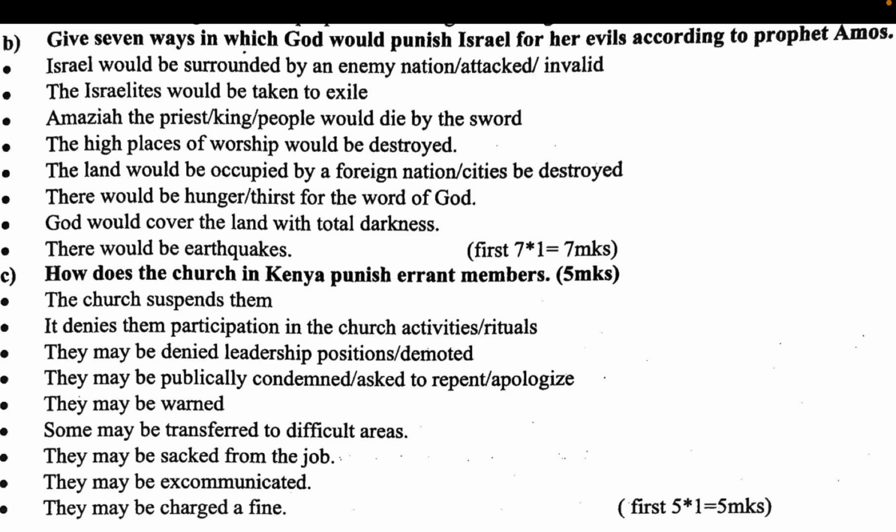Question 4b. Give 7 ways in which God would punish Israel for their evils according to Prophet Amos. So how God would punish the Israelites according to Prophet Amos? They would be invaded, or attacked, by an enemy nation. They would be taken to exile.